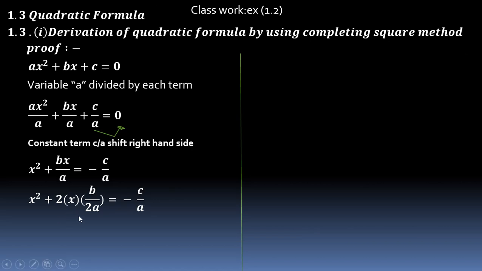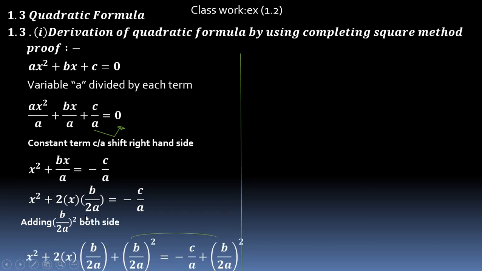The 2 is a balancing factor; the 2s cancel each other. 2 ones are 2, 2 ones are 2. b upon a is the value of the above equation. Adding the square of b upon 2a to both sides, we get the perfect square. b upon 2a is added to both sides.